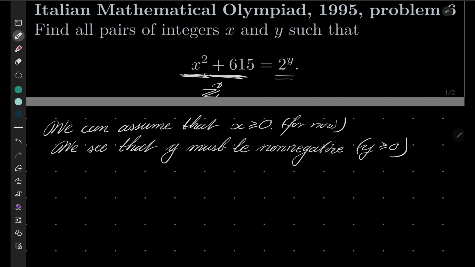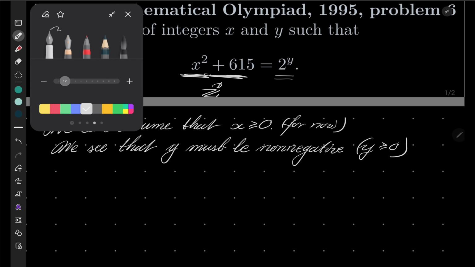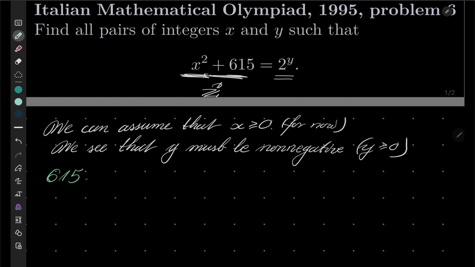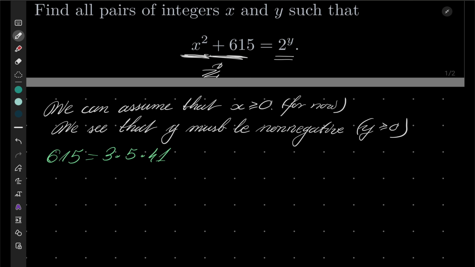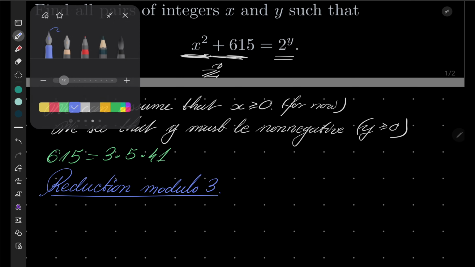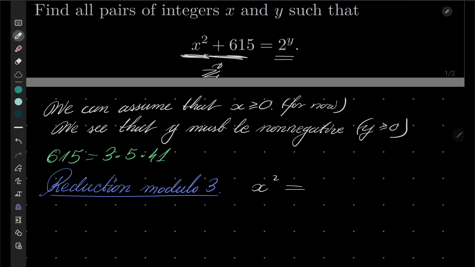Okay. Now, the next part. 615 is 3 times 5 times 41. So, it's a good idea to consider reduction of our equation either modulo 3, or modulo 5, or modulo 41. I will reduce it modulo 3. And what would we get? After reduction modulo 3, we have the following. X squared should be congruent to 2 to the power of y modulo 3.